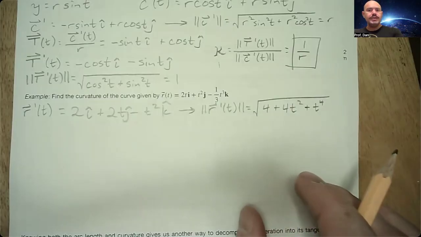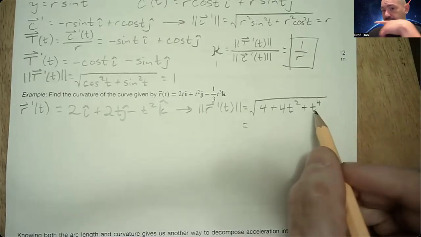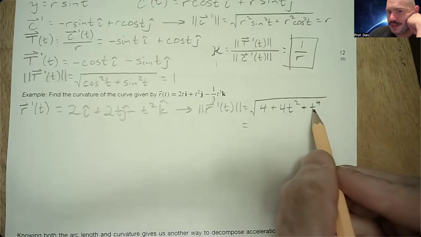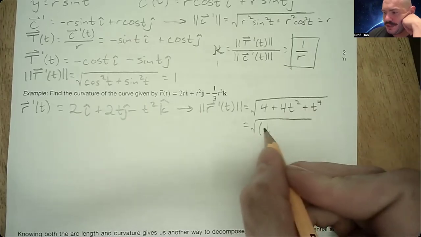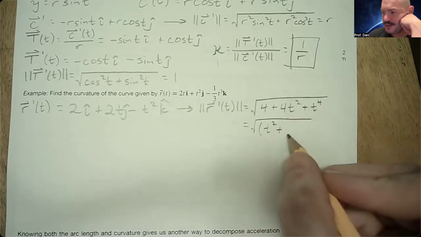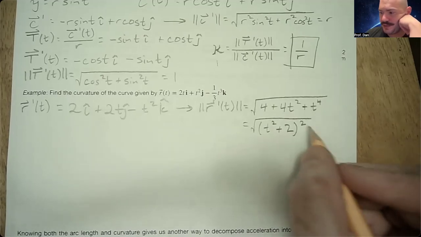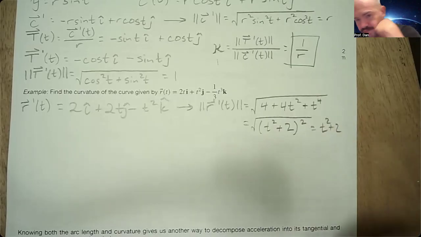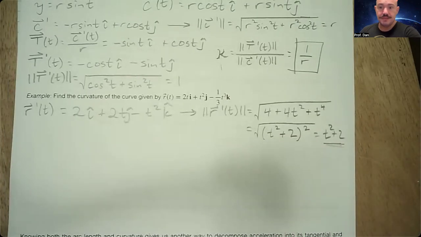You might be thinking, oh no, that's so gross. But you know what? If you know how to factor, it's actually not. All right, because this is going to end up being a perfect square. Specifically, this is going to be t squared plus 2 squared. If I take the square root of that, I just get t squared plus 2. Yep. So all that stuff you learned back in basic algebra can make your life so much easier here.